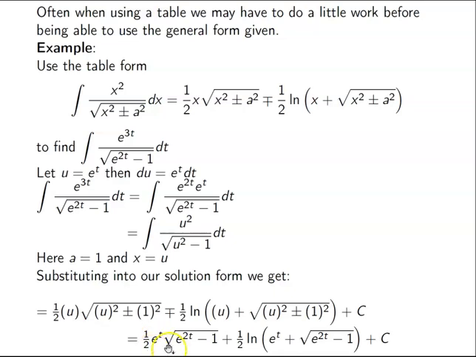So I have my 1/2. My substitution for u is e to the t, right? This one's squared, so u squared is e to the 2t minus 1. So 1/2 natural log of e to the t plus the square root of e to the 2t minus 1, plus c. So we had to do a little bit of manipulation to get my function to look the same. Then after I did that, I was just plugging stuff in, right?